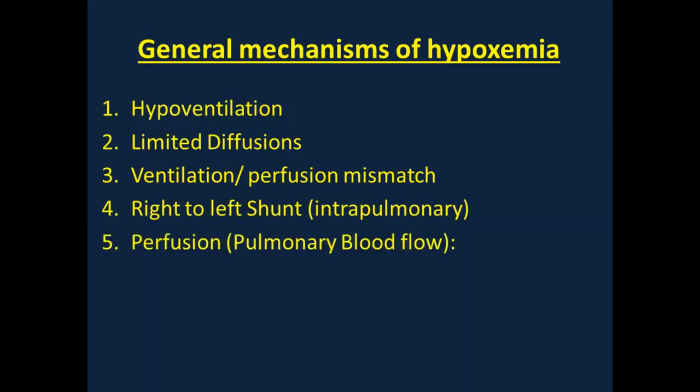Perfusion. So if the lung is not getting enough blood flow, that's also another issue, which is the other extreme of ventilation perfusion mismatch, which is where the blood flow is now the issue, not the ventilation. So I will focus today on ventilation perfusion mismatch and right to left shunt. So first, the ventilation perfusion apparatus.